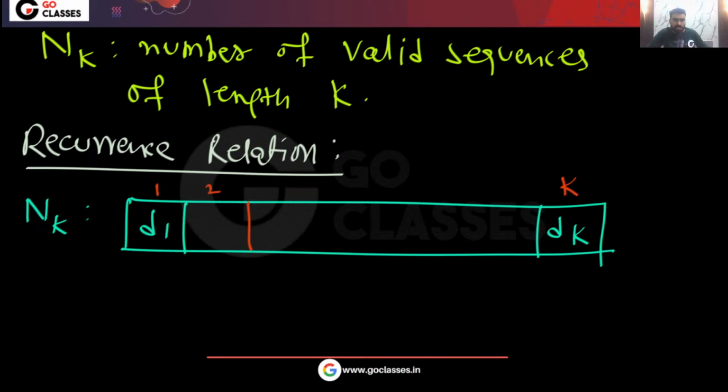So for this second position, either you can put a digit or you can put a sign. Yes or no? See, for this second position, either you can put a digit or you can put a sign. Agree? So here either I can put a sign or I can put a digit. Agree with me? Okay, so let's see.